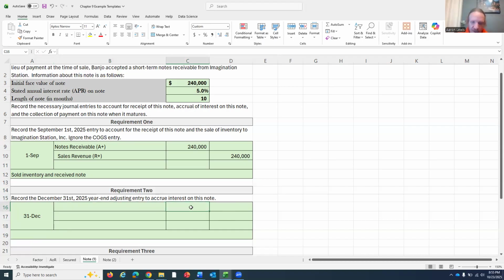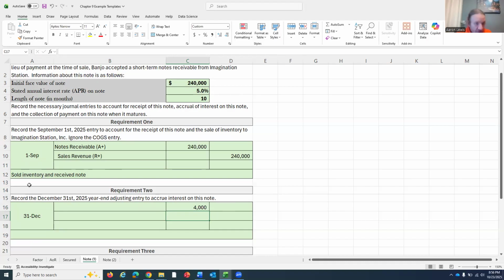Well, principal times rate times time is always going to be our interest formula. So we know the principal amount. This note has a face value of 240,000. It was given up here. We know the stated rate of interest that Imagination Station agreed to when they signed this note with us, which was 5%, but that's 5% APR for the year. We didn't earn a full year's worth of interest because this note's not been outstanding for a full year. It's only been outstanding for September, October, November, and December. That's 4 months, so times 4/12. And that comes up to $4,000.